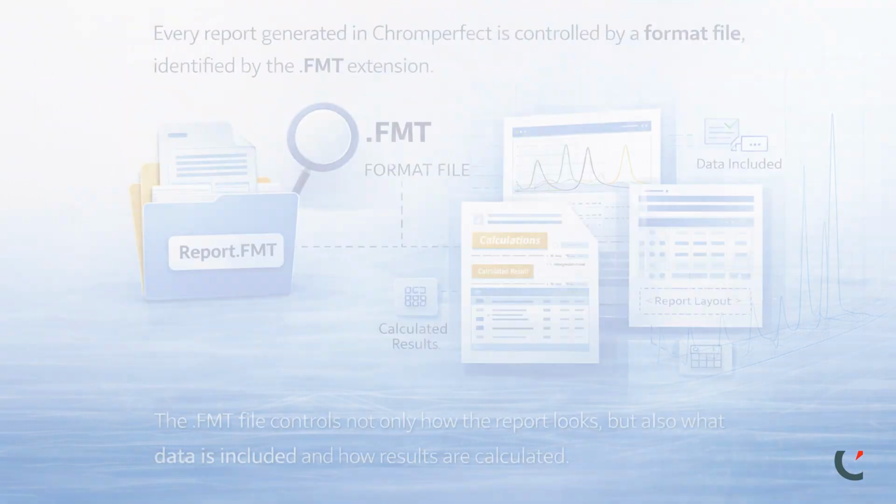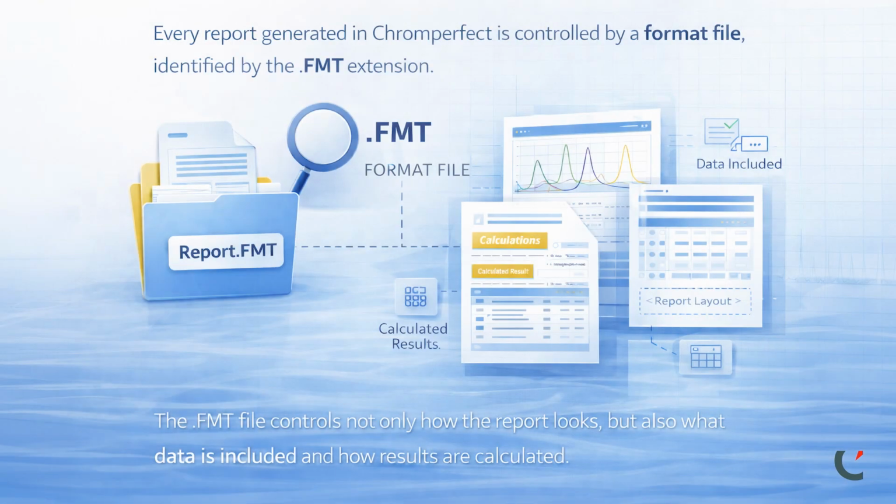Every report generated in Chromperfect is controlled by a format file, identified by the .fmt extension. This file defines not only how the report looks, but also what data is included and how results are calculated. We will refer to format files throughout this section, and you should be aware that when we refer to or discuss a report, we are essentially referring to the underlying format file relating to that report.